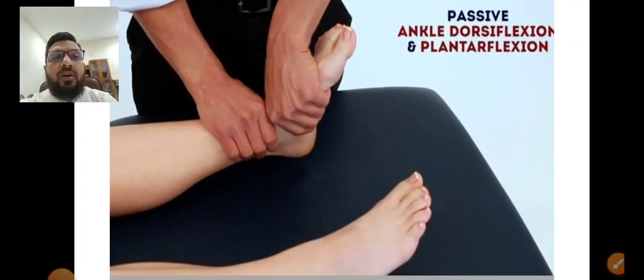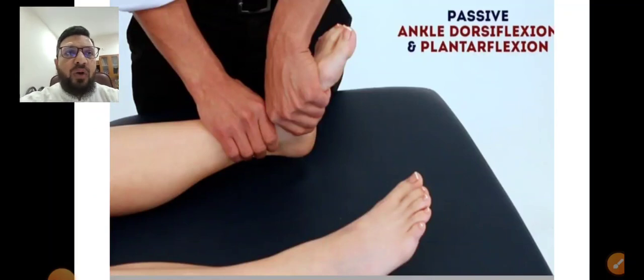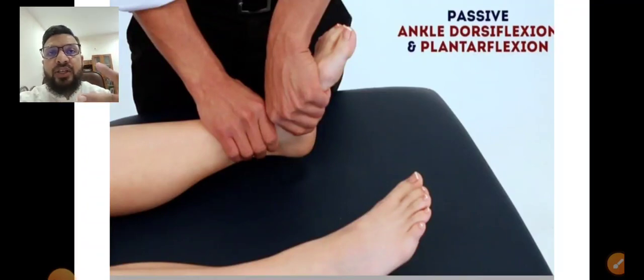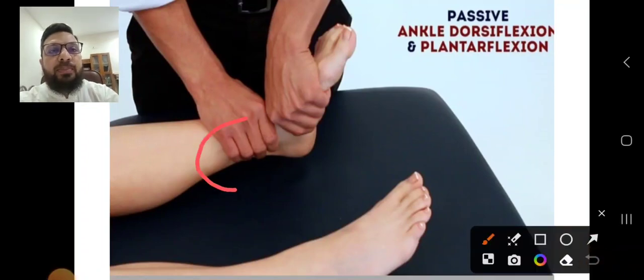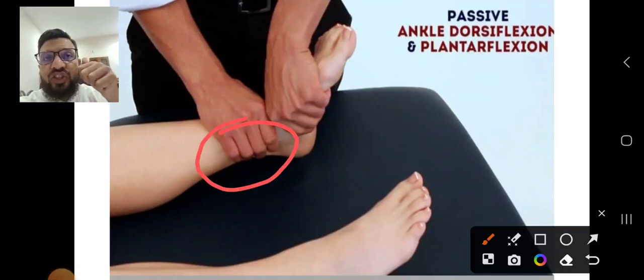And then after that, you have to perform all these movements by passive movements. So you will now perform ankle dorsiflexion, plantar flexion, eversion, inversion, and hallux extension as well as flexion. You have to perform all these six motions by your own hand. And again, you can see here in the picture, he has put one hand here for two purposes: one, to stabilize it, and second, for crepitus.